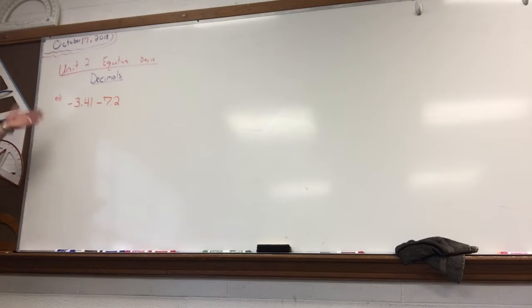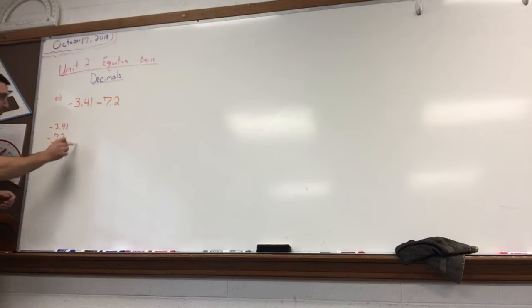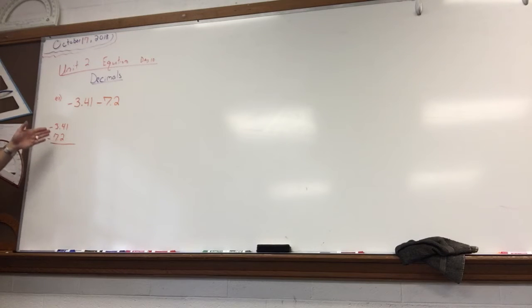I personally don't like to see them sideways. If you can do it sideways, hey, go for it. I don't like to. So I'm going to rewrite it as negative 3.41, negative 7.2. Notice what I did because this is extremely important. I lined the decimals up. The decimals have to be in line. But the numbers aren't in line, so what do I need to add in that 7.2? A 0. So it's negative 3.41, negative 7.20.